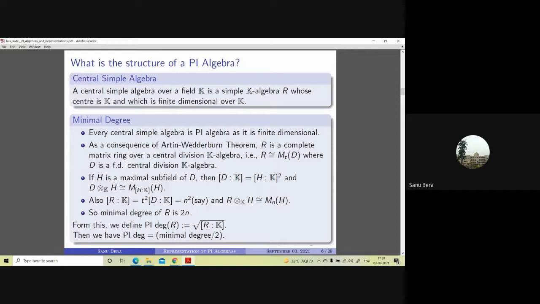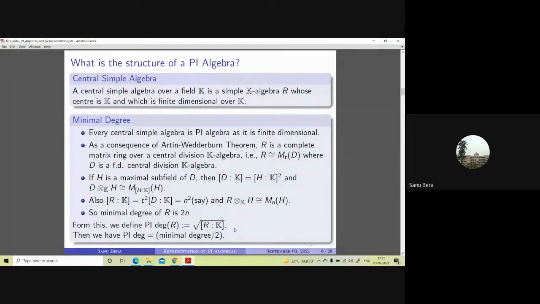So for the case of a central simple algebra, the dimension is a perfect square. We define the PI degree, another terminology, as the square root of the vector space dimension, that is n. This is well defined, and obviously we have the relation that the PI degree is the minimal degree divided by 2, because here the minimal degree is 2n and the PI degree is n.